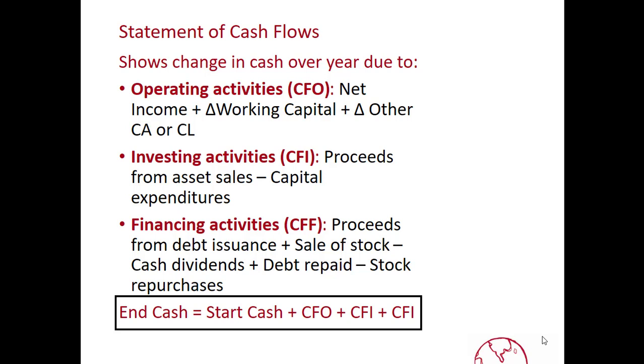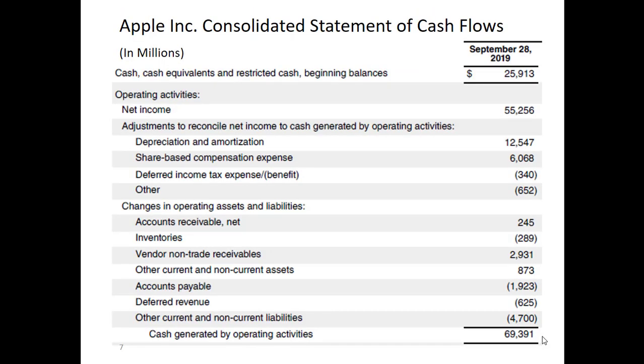At the end of the year, we can simply look at starting cash balances, add or subtract cash from operations, investing, and financing, depending on whether they are a source or use, and we will arrive at end cash balances. Let's take a look at Apple's consolidated statements of cash flows. Here, I've split it up into the 3 parts.